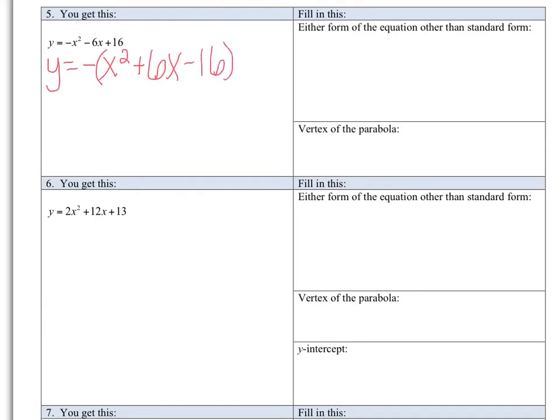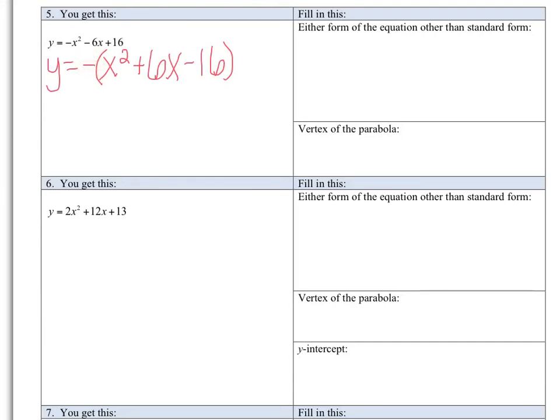Now, the question's asking us to do either form of the equation other than standard form. That gives us vertex form or factored form. Since it's asking for the vertex of the parabola, we might as well put it in vertex form. But if you want to put it in factored form, which I'm also going to do, all you need to do is factor this. All right, we have this negative, we took it out.